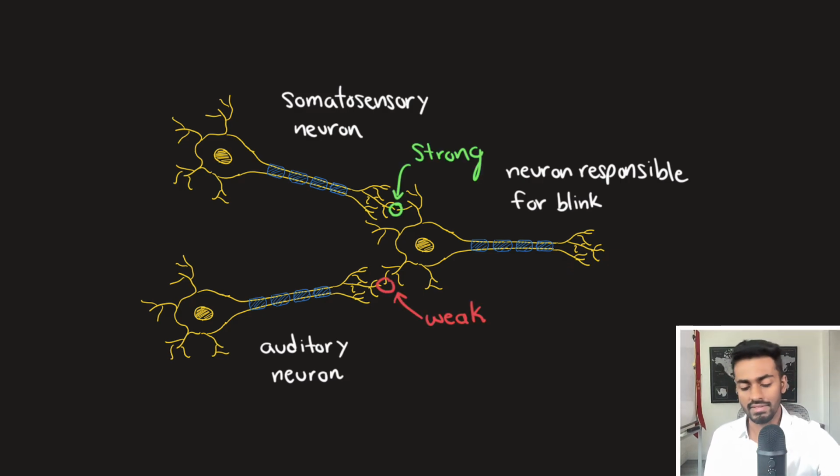Now, by nature, the synapse over here is going to be strong, which means that whenever, let's say, something enters your eye or your eye is stimulated, you are likely to blink. And so, hence, this synapse is strong. And similarly here, from an auditory neuron, if you hear something, you're not really likely to blink, and hence this connection or synapse is going to be weak.